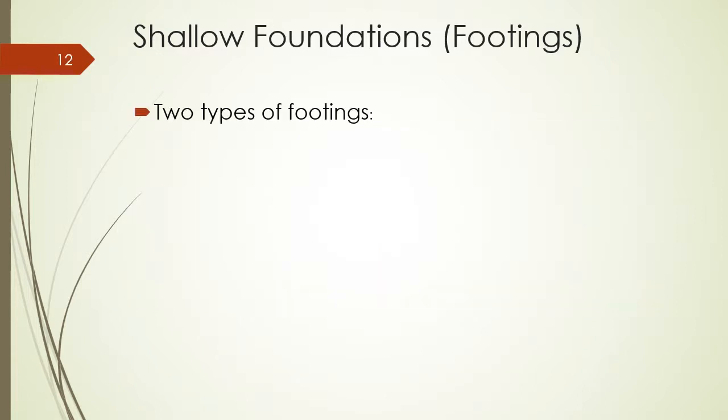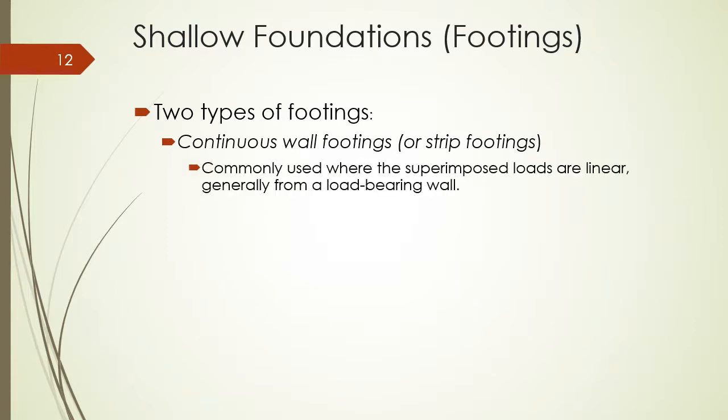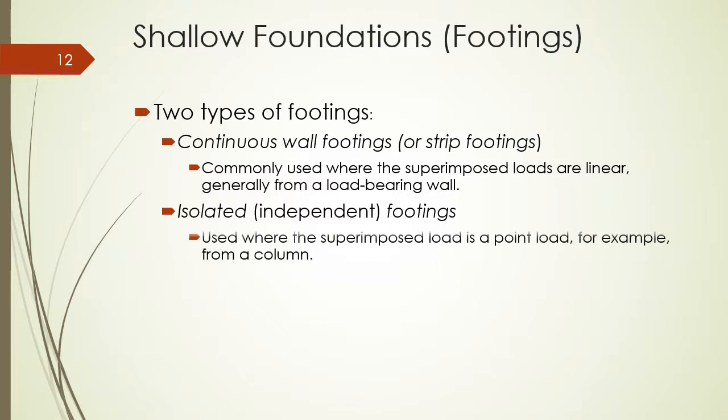When I'm dealing with shallow foundations based on footings, I have two types of footings. I have the continuous footing, otherwise known as a strip footing, and it's usually used where the superimposed loads are linear, basically a load-bearing wall. Then there are independent footings or isolated footings, and these are used where the load is going to be a point load, such as a column.